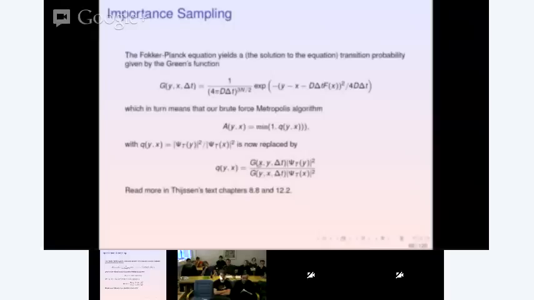That one is needed because I'm going to compute this ratio. So I need the probability for jumping from x to y and y to x. That means that I will need this quantity which you see up here in the old position and the new position.